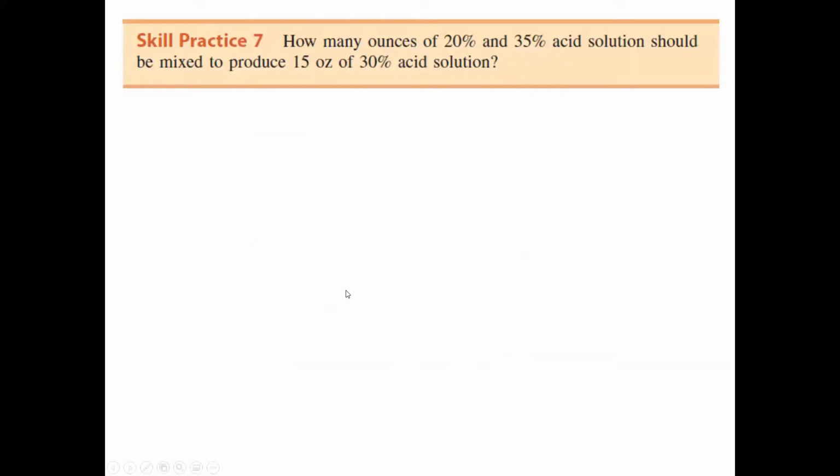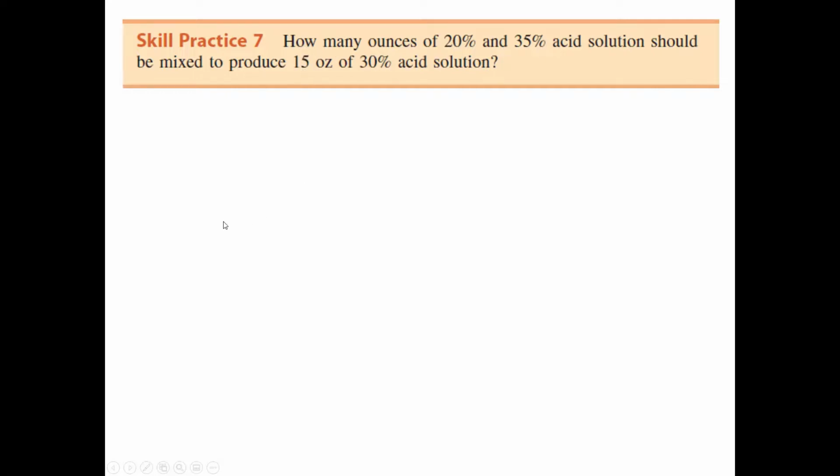Okay, what about this one? This one's an acid solution. Now, we've worked problems similar to this before, only we did it as a single variable. Now we're dealing with it as two variables. We got some 20% solution, and we got some 35% solution, and we want to end up with a 30% solution, which is between these two, and 15 ounces of it.